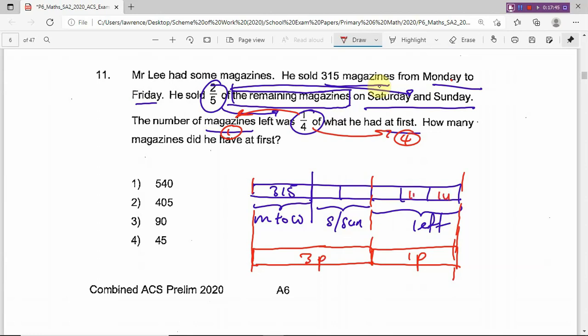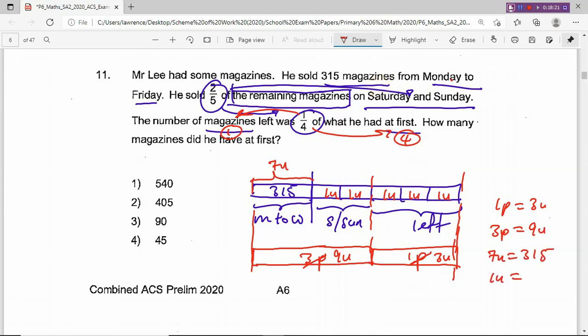Why do you put parts? Because on top you have the units. So you have parts and units. So there's a method here called the parts and units model. So your 1 part is 3 units, and your 3 parts will be 9 units. Am I correct? 1 part is 3 units. 3 parts will be 3 times 3, 9 units. And then you can find how many units is 315. You take 9 minus 2, you get 7 units.